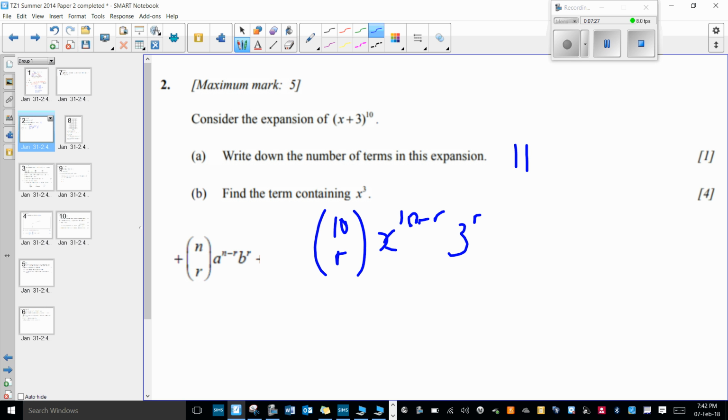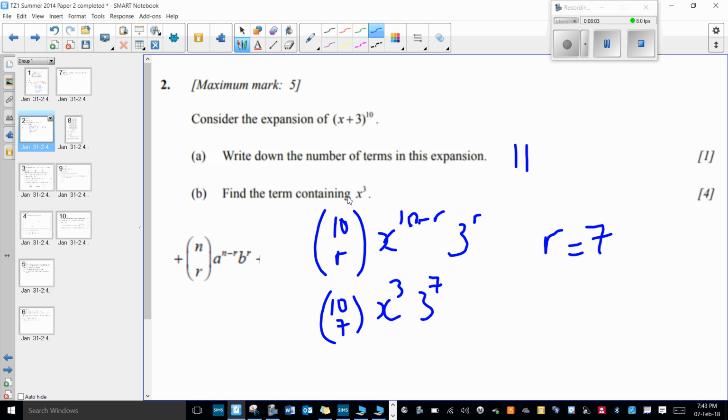Then remember what we do is to consider which term we want. So we want the one with the x to the power 3, not 10 to the power 3. What am I talking about? Because this is the only term with an x in it, it means that r has to be 7 in this case. Hopefully you will see that. So this is 10 choose 7, x to the power 3, 3 to the power 7.